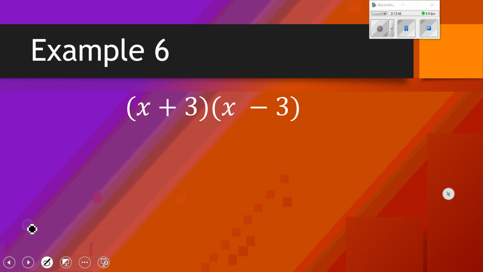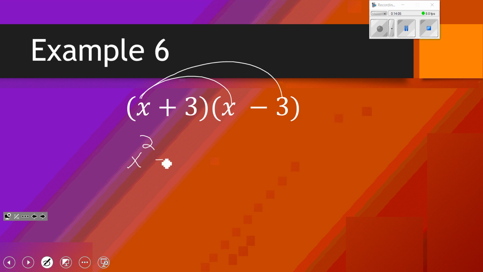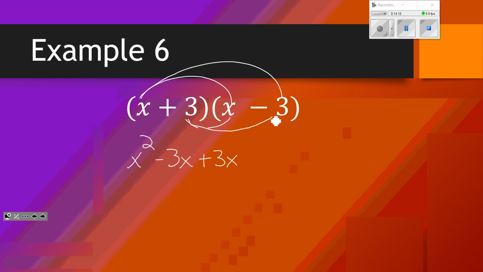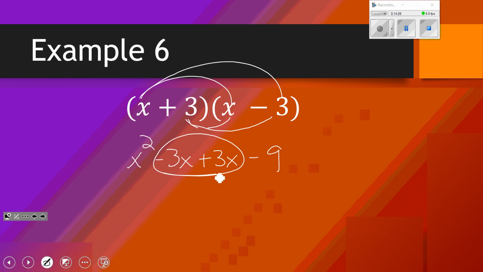If we distribute, x times x is x squared, positive x squared. Here we go. x times negative 3? Negative 3x. Any questions on that? Positive 3 times positive x is positive 3x. And then positive 3 times negative 3 is negative 9. And then, does anything match? Yes. Negative 3x plus 3x. And what happens? It equals 0. All you're left with is x squared minus 9. And that's your final answer.